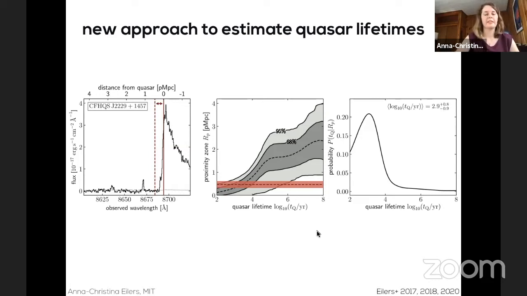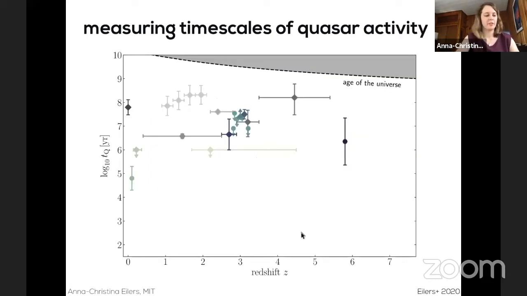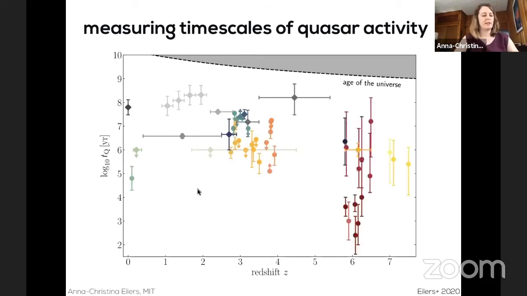And so we did this for a large sample of high-redshift quasar spectra. And I just want to show you briefly how these compare to the literature. So what you can see here is the lifetime of these quasars as a function of redshift, so measured at different redshifts. And these are all the measurements that my collaborators and I have conducted over the last few years based on this approach by looking at the proximity zones. And there's 3 things I think you can see in this plot.